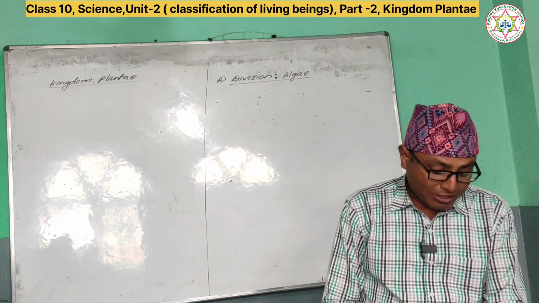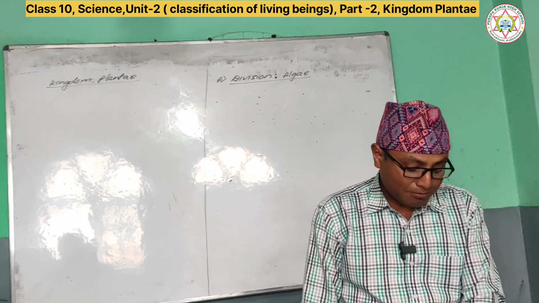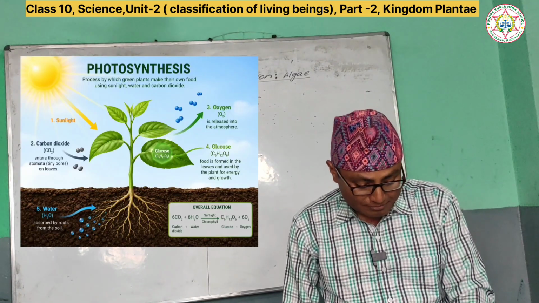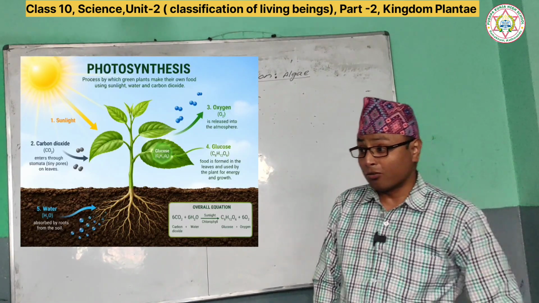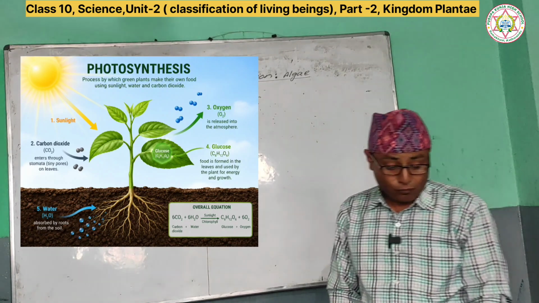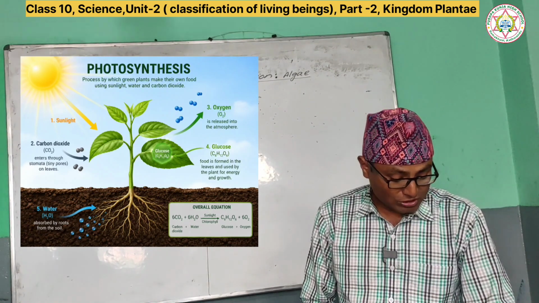Next, they prepare their own food by means of photosynthesis. So they are called autotrophic. Autotrophic means they can prepare their own food by the process called photosynthesis.